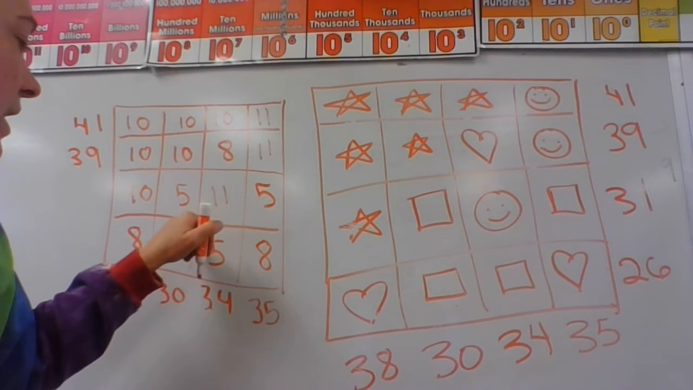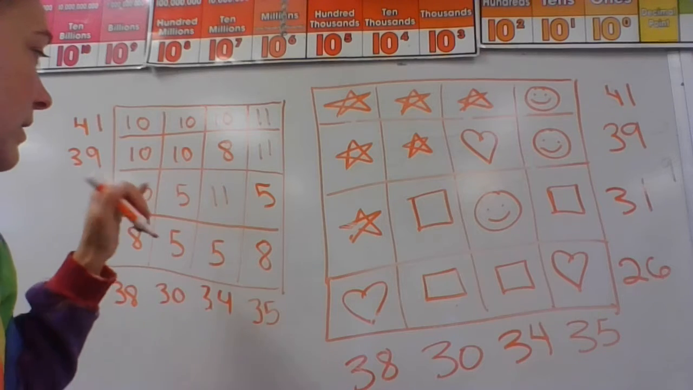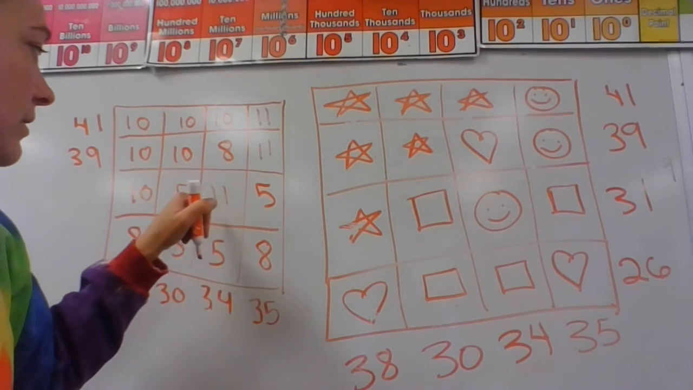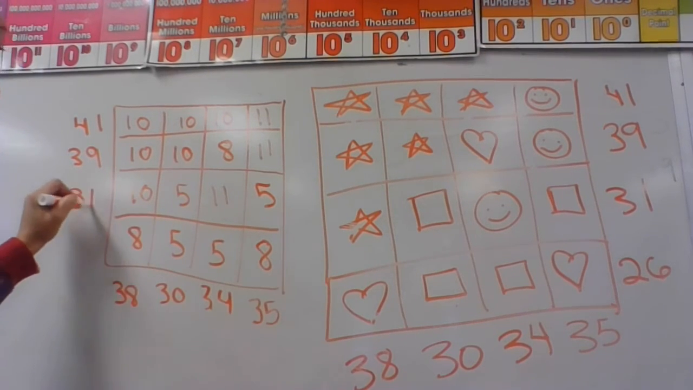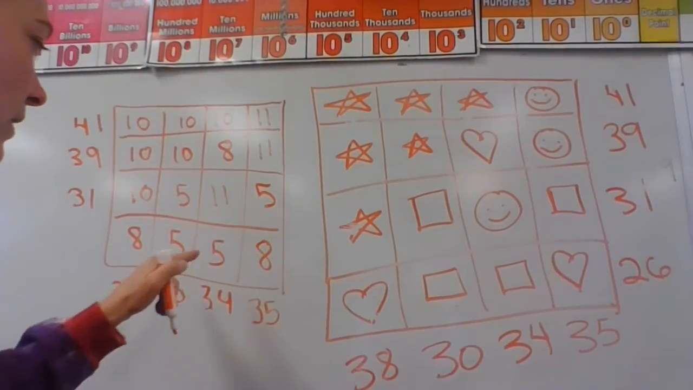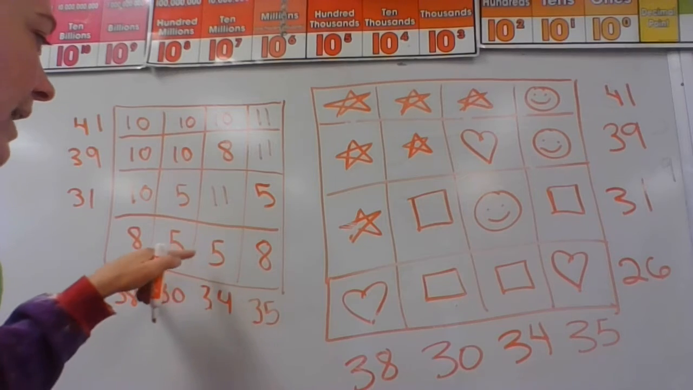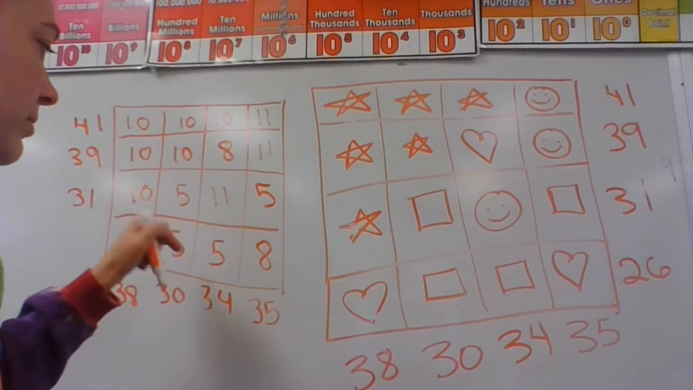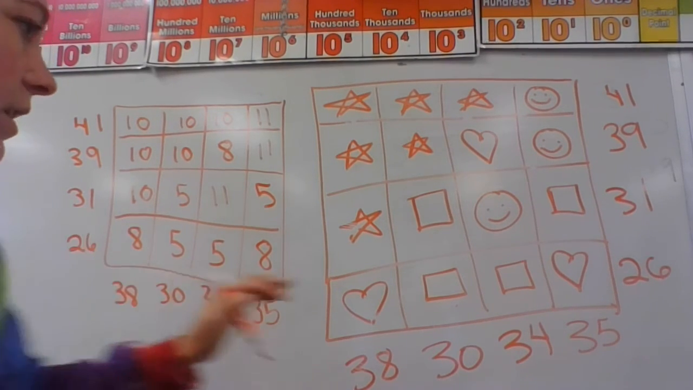5 plus 5 is 10. And then 10 plus 10 is 20. Plus 11 makes 31. Oh, and that's that over there. So looks like we probably got it right. And then 5 plus 5 is 10. 8 plus 8 is 16. So it will be 10 plus 16 or 26. And we got that one.